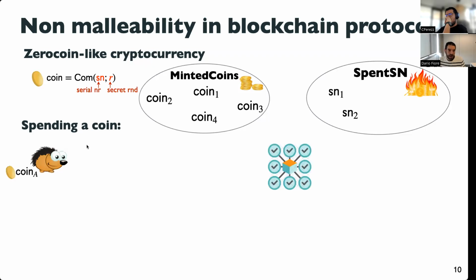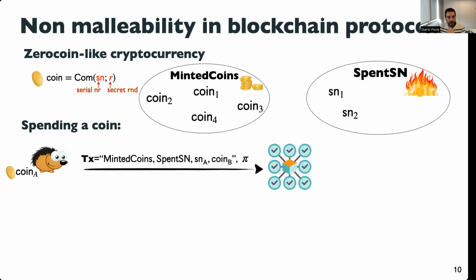Now, how do you spend a coin in such a protocol? So we have our friend here, our hedgehog, that has a coin A. And in order to spend this coin anonymously, what it does is to create a transaction that contains the set of minted coins and the set of spent serial numbers, or if you want, maybe hashes of these sets. The serial number of his coin, SN_A, and a new coin B.